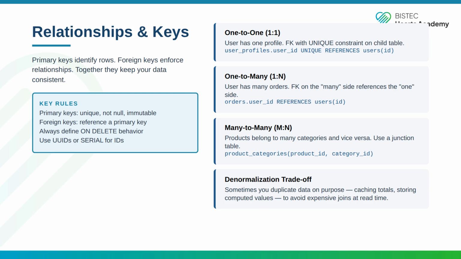Many-to-many requires a junction table. Products belong to many categories, and categories contain many products. You can't model this with a single foreign key. The product_categories table has 2 foreign keys, product_id and category_id, and their combination forms the primary key.